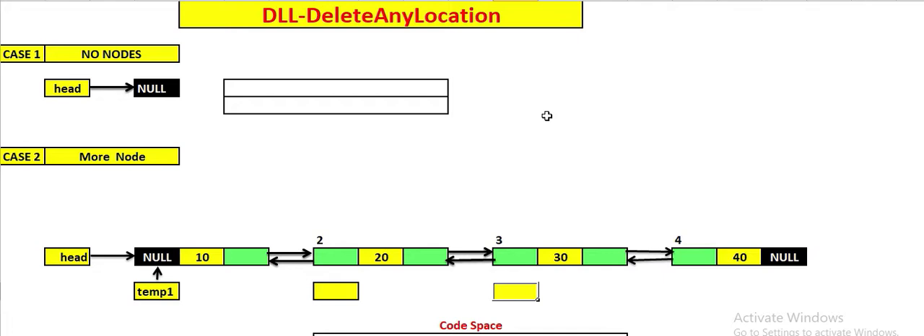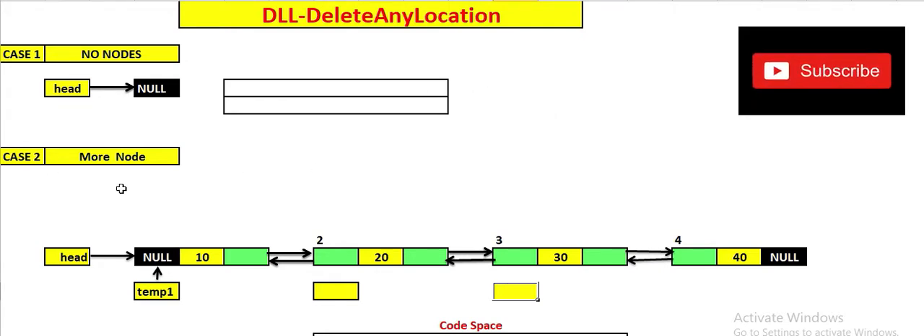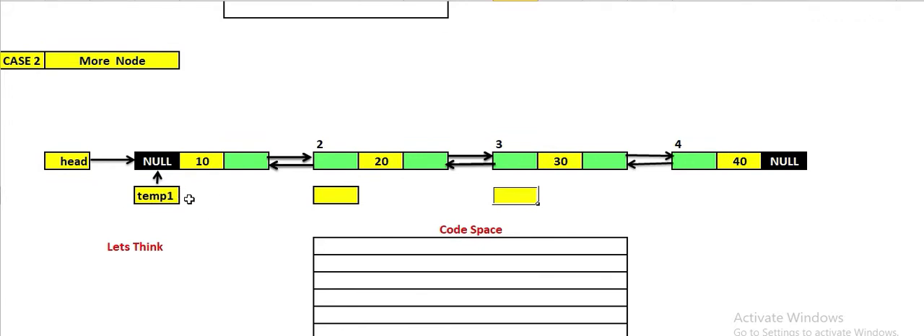In this video, I will show you how to delete any node from any specified location of a DLL. Let us consider two scenarios. The first scenario is that the head is pointing to null and there is no node in the linked list. The second scenario is where you have more than one node and, given a location, how you can delete that node from that location.